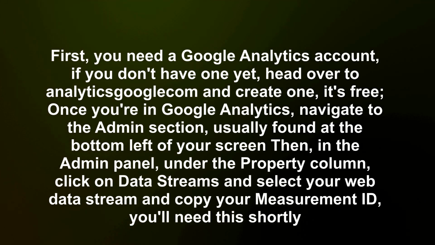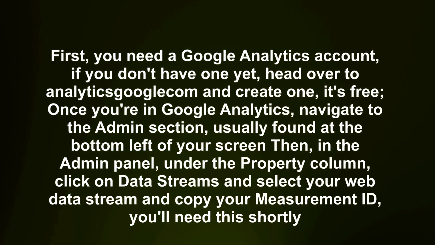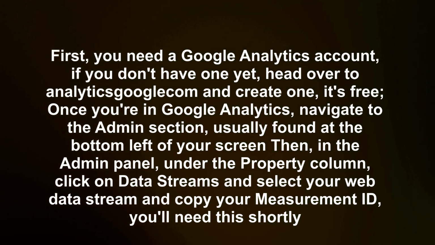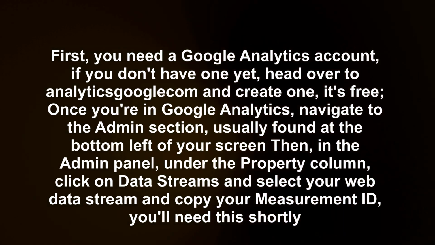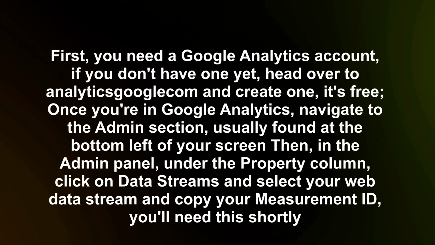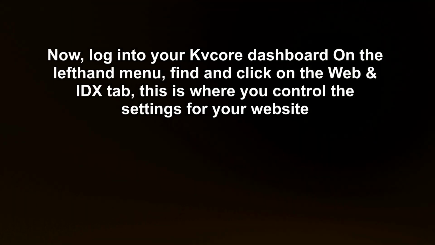Once you're in Google Analytics, navigate to the admin section, usually found at the bottom left of your screen. Then, in the admin panel, under the property column, click on data streams and select your web data stream and copy your measurement ID. You'll need this shortly.